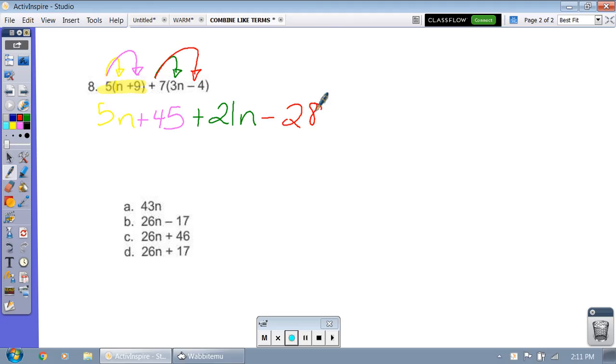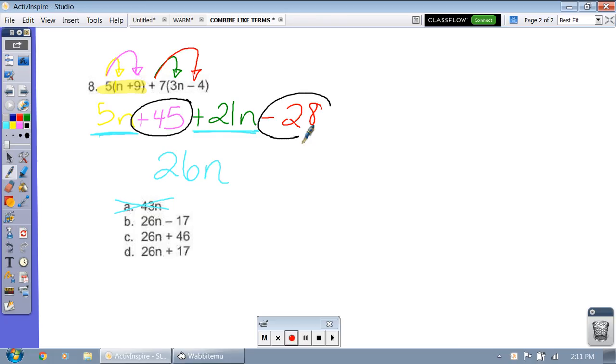So now we're done with the parentheses. Let's combine up what we have. Let's start with our letters here. 5n plus 21n. That's going to give me 26n. So I know it's not A. Then let's look at our numbers here. Positive 45 minus 28. So if I did 45 minus 28, that would give me an answer of 17. And 17 is positive, so it'd be plus 17. So our answer is D.